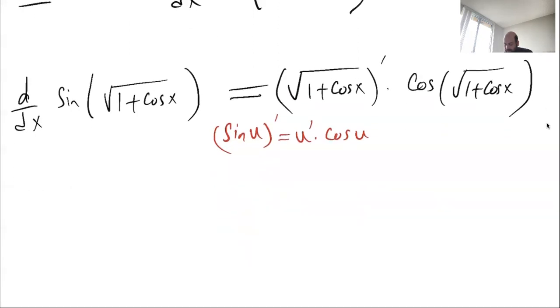And then what is that going to be? The derivative of root 1 plus cos x. What is it? Which formula should I use? See, root 1 plus cos x is the root of some function, right? So it's a function of the form... if I call 1 plus cos x as v, it's a function of the form v to the power 1/2, or square root of v.